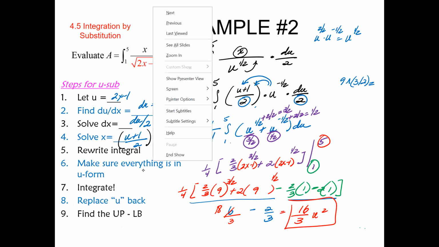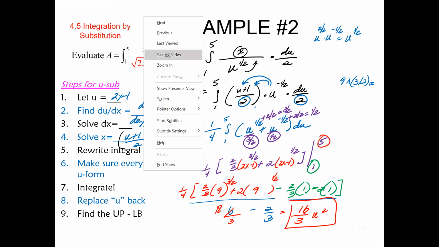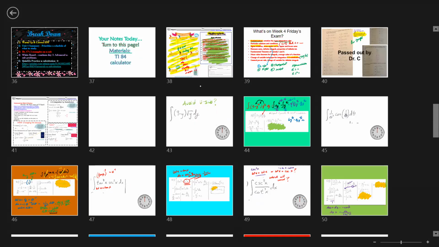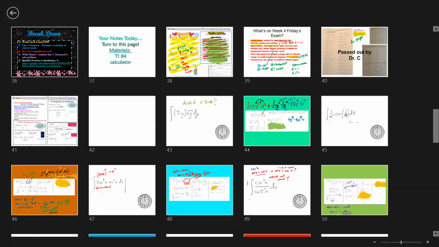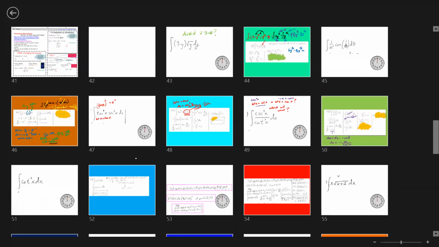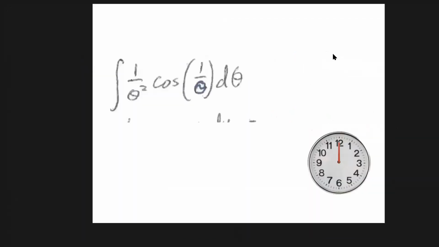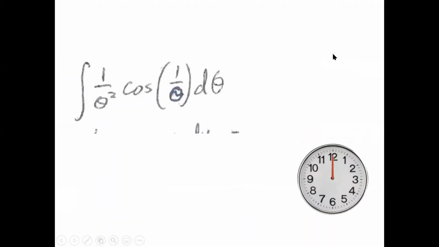All right, so those are the 2 different examples that we're going over in class. Now let's go ahead and practice a little bit more on a separate piece of paper. These are not in your notes. So let's go ahead and get started. Let's start off with the first one here. Integral of 1 over theta squared, cosine 1 over theta. Pause the video and answer the following question.